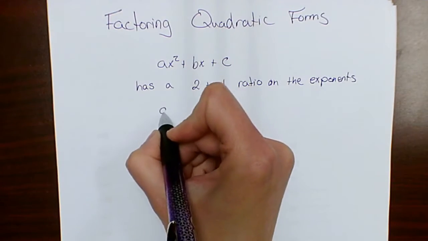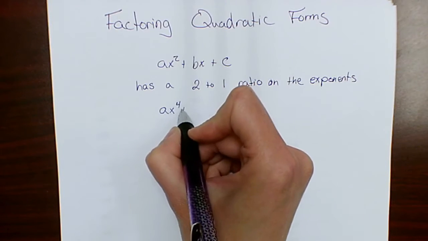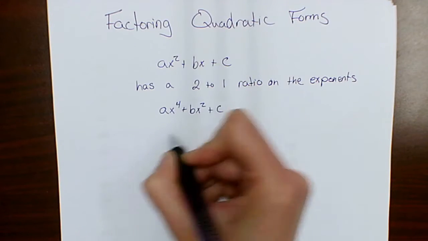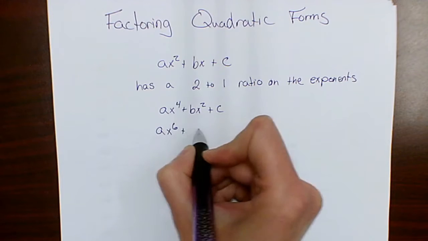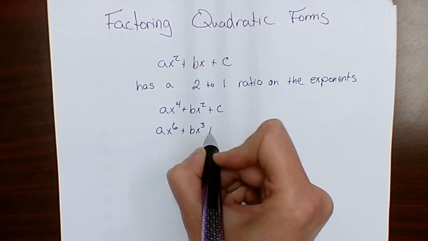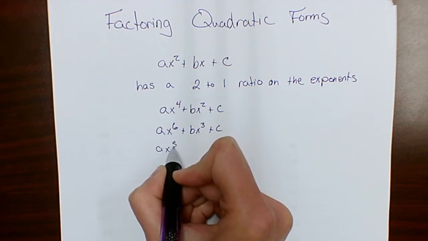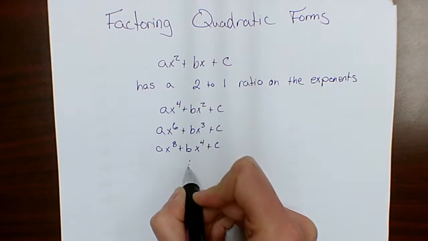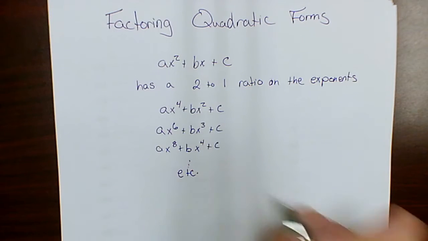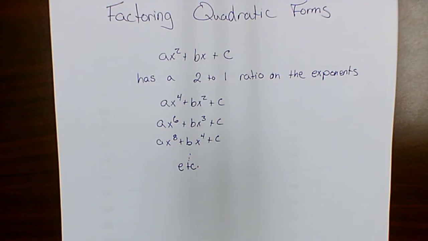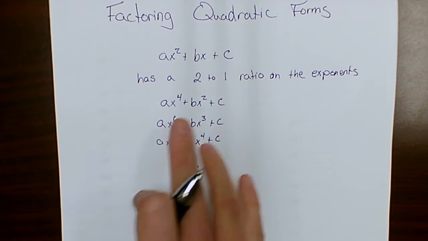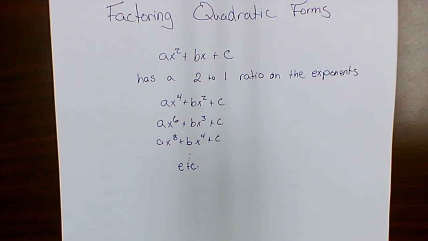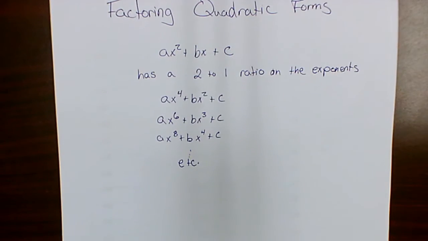So for instance, we have ax to the fourth plus bx squared plus c, 6 and 3, 8 and 4, etc. Okay, so if we are factoring quadratic forms, they are a 2-to-1 ratio, so 4 and 2, 6 and 3, 8 and 4. And we are going to factor them similar to what we have here.